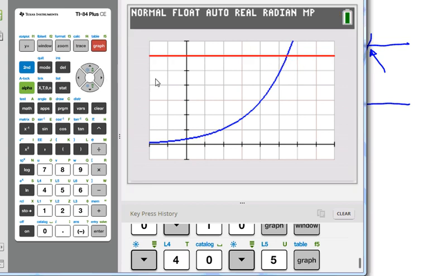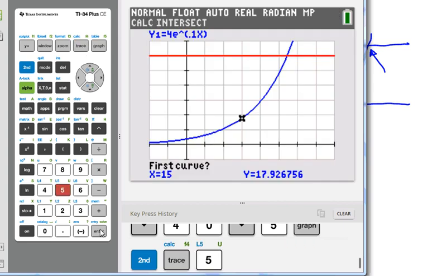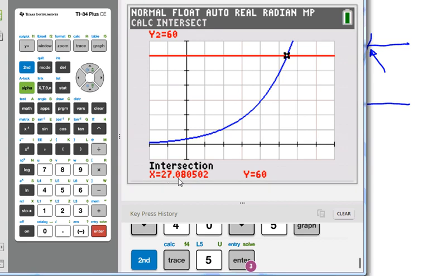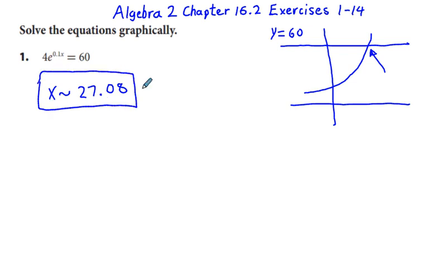Once you see an intersection point, you have a keystroke sequence, which is second, trace, 5, enter, enter, enter. So we get 27.08, approximately 27.08. So x is approximately equal to 27.08, and really that is our answer. Our intersection point here is 27.08, comma 60. So that's what it was.